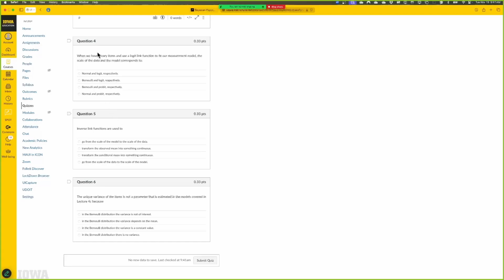When we have binary items and use a logit link function to fit our measurement model, the scale of the data in the model corresponds to... I'm just going to answer this. Let's see if I can get it right. The scale of the data would be Bernoulli, and the scale of the model would be Logit, respectively. How did I do, Vladimir? Did I get that right?